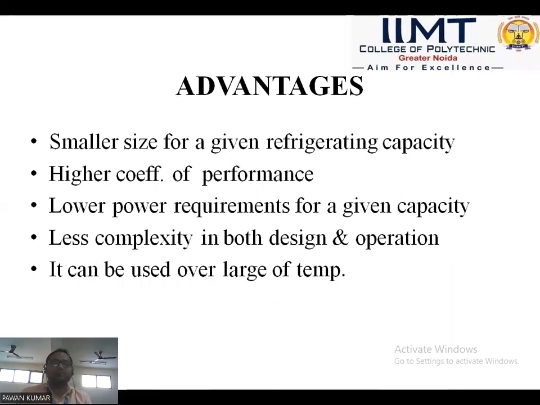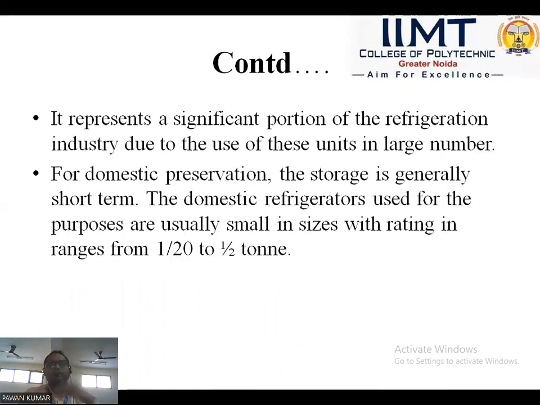What are the advantages of VCRS, the vapor compression refrigeration system? A smaller size for a given refrigeration capacity, and a high coefficient of performance. Coefficient of performance means how much it performs with respect to work input. It has a lower power requirement for a given capacity, requiring very little power in comparison to other types of refrigeration systems. It is very simple in design and operation. It can be used over a large and variable temperature range. It represents a significant portion of the refrigeration industry due to the use of these units in large numbers.